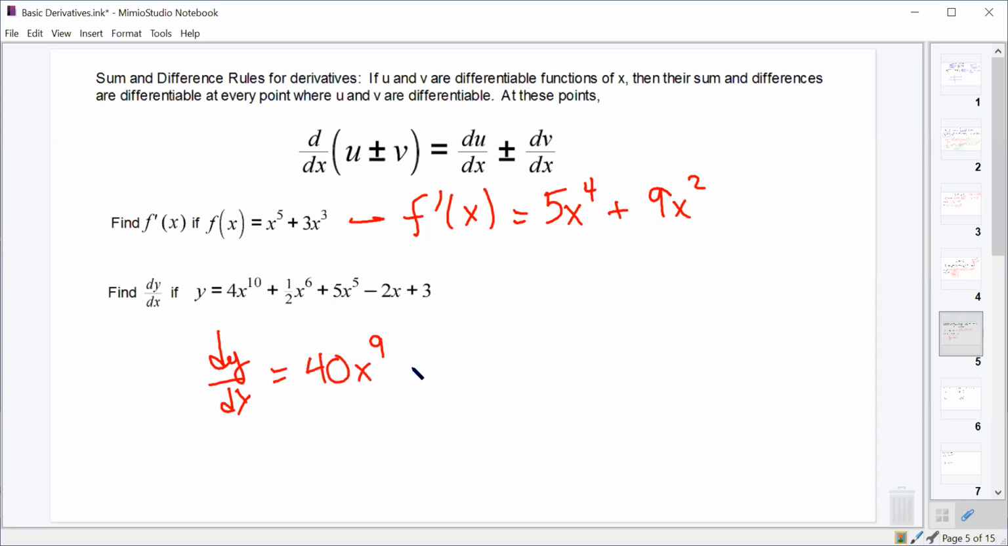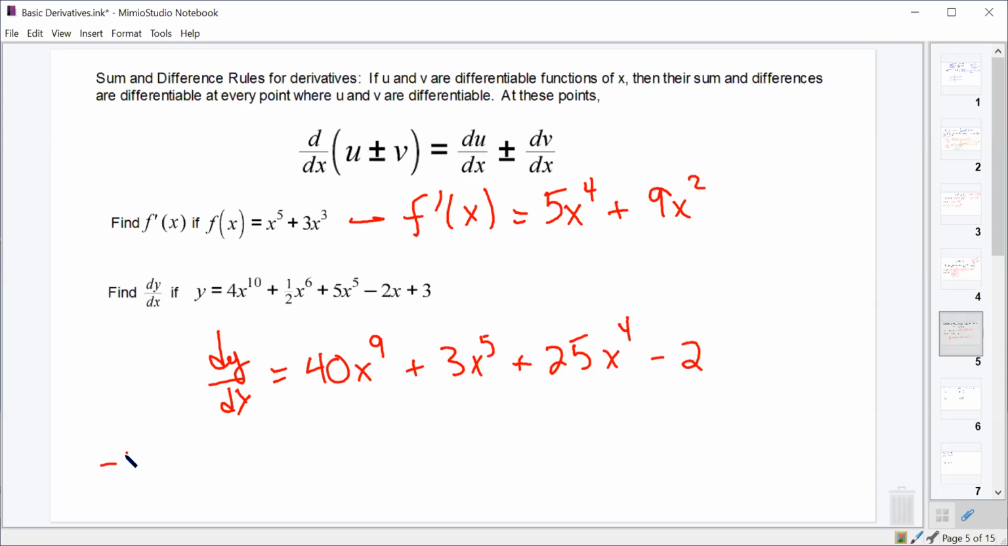And what about 1/2 x to the 6th? That should turn into 3x to the 5th. 3x to the 5th, right? 6 times a half gives you the 3x to the 5th. Next term, 5x to the 5th should turn into 25x to the 4th. And what about the minus 2x term? Would it just be -2? It's just going to be -2, right?